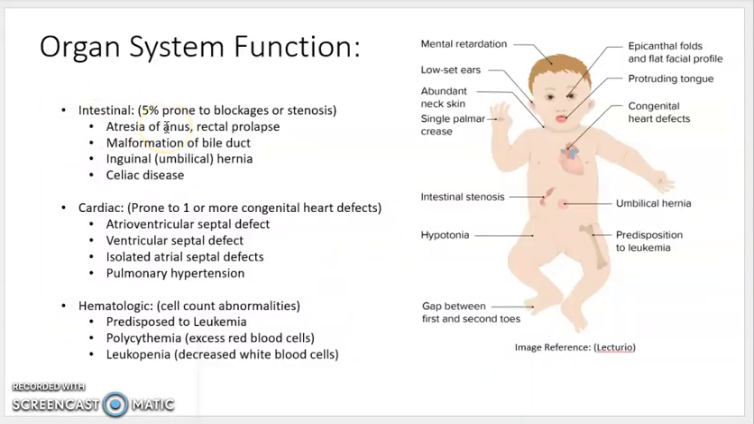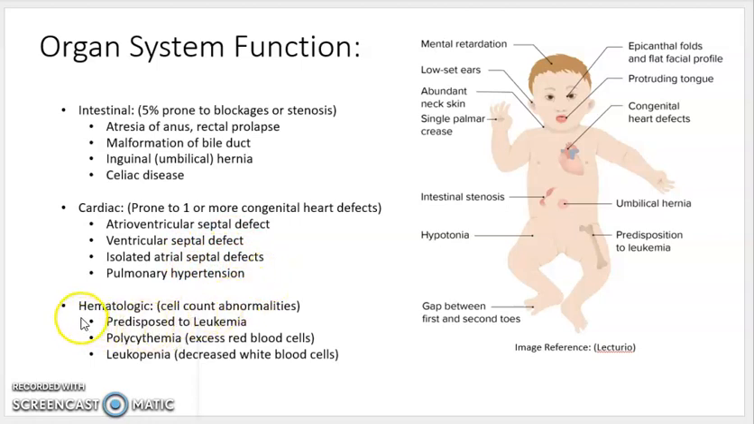Down syndrome also affects our organ system functions. And I have listed how it affects the intestines. 5% are prone to blockages or stenosis. They're likely to have celiac disease, umbilical hernias, malformation of a bile duct, rectal prolapse. For cardiac, they're prone to one or more congenital heart defects: atrioventricular septal defect, ventricular septal defect, isolated atrial septal defects, and pulmonary hypertension.